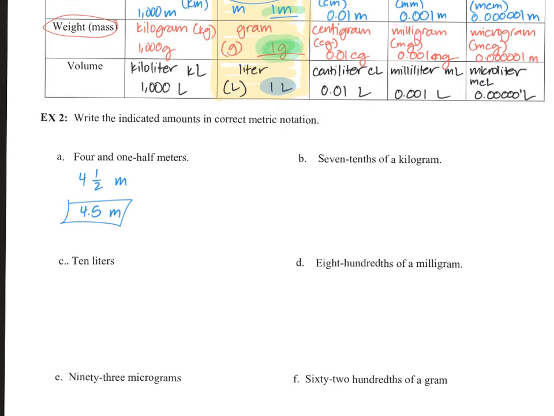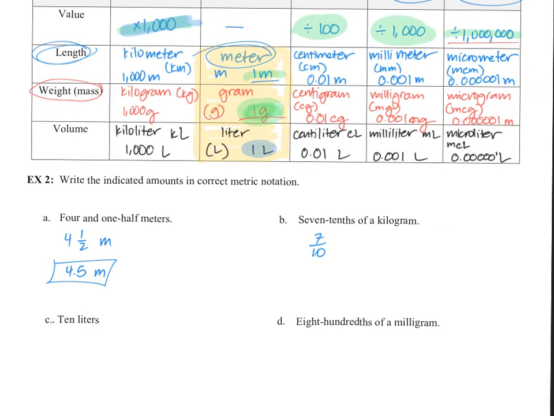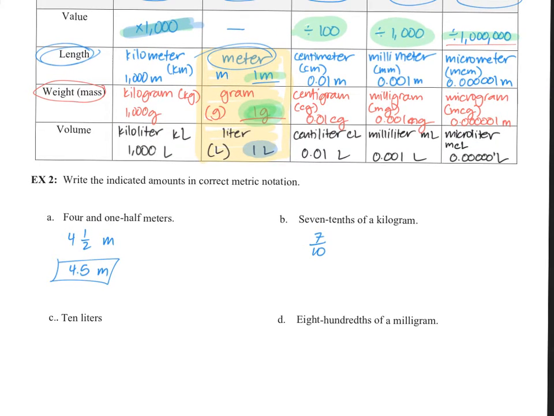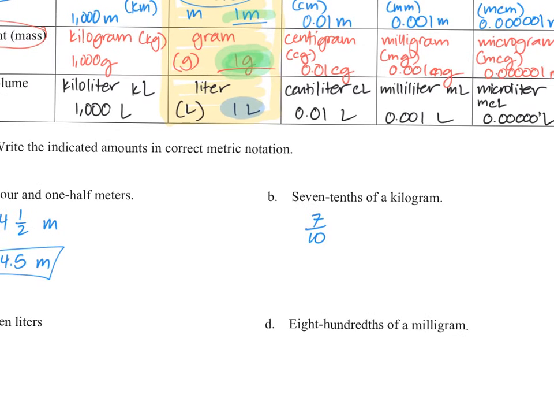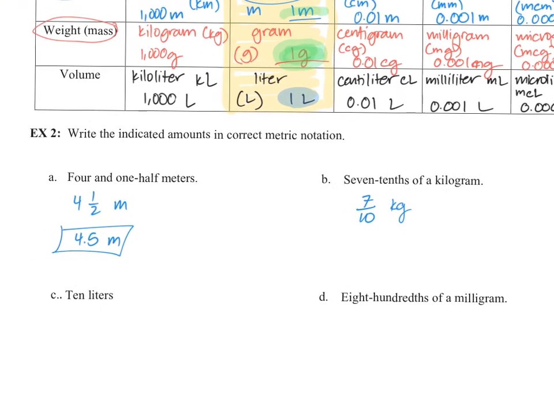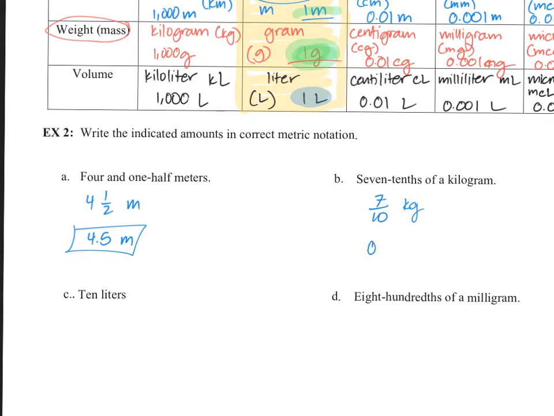For A, 7/10 of a kilogram. Well, let's see. I know 7/10 and a kilogram. What was the unit for kilogram? Take a look at this. Kilogram. Aha, right there is kilogram, which the abbreviation was kg. But remember, we cannot use a fraction, so we got to use a decimal, so that's going to be 0.7 kg. Remember that 0 in front of the 7, that is important.